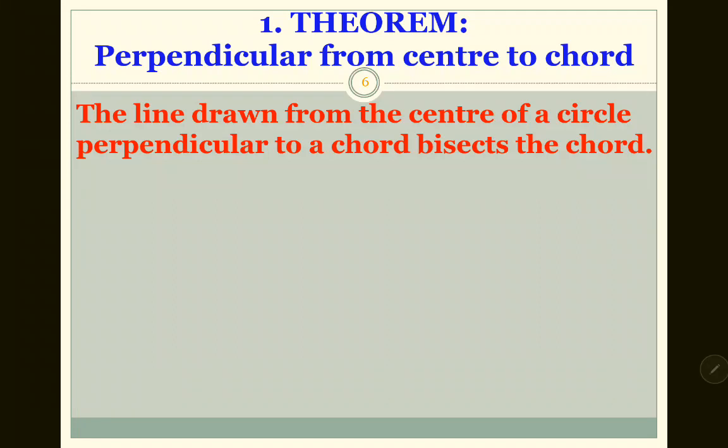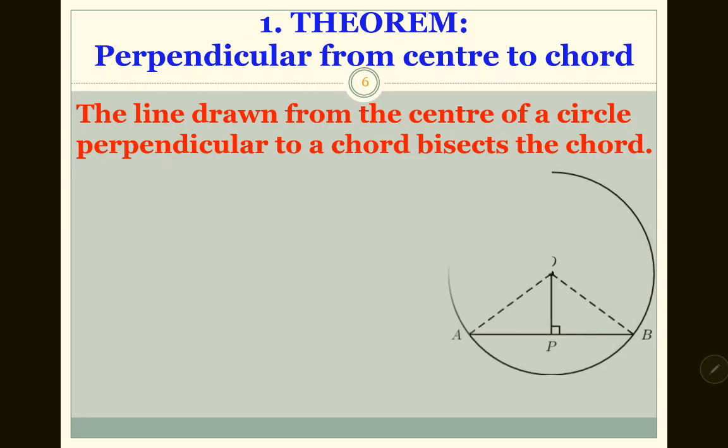So the first theorem has to deal with a perpendicular from a center and a chord. It reads as follows: the line drawn from the center of a circle perpendicular to a chord bisects the chord. So what are we basically talking about?